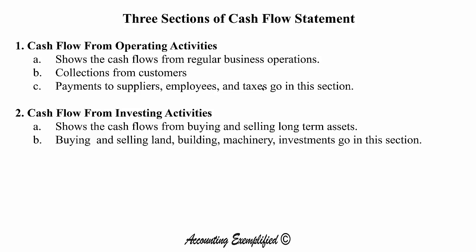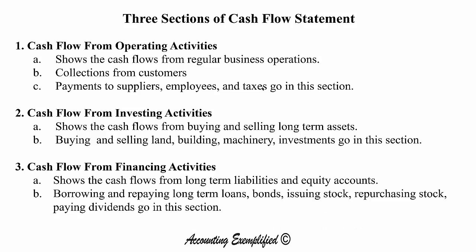The second section is cash flow from investing activities. This shows the cash coming in and going out from selling and buying long-term assets. Example, buying and selling land, building, machinery, equipment, investments, they all go in this section.